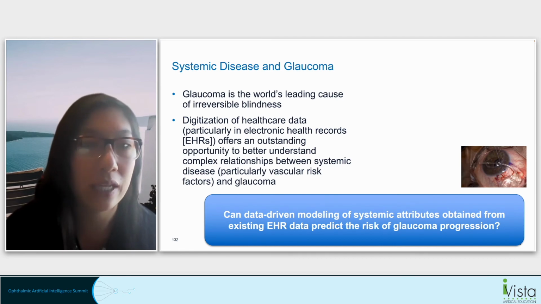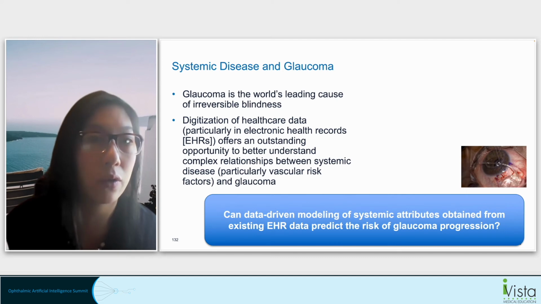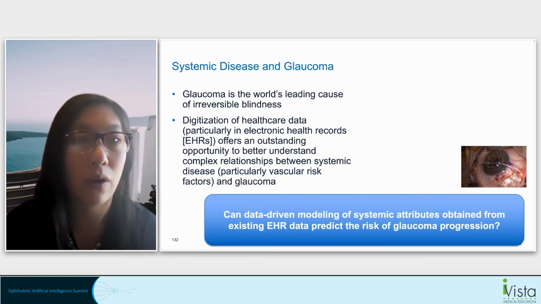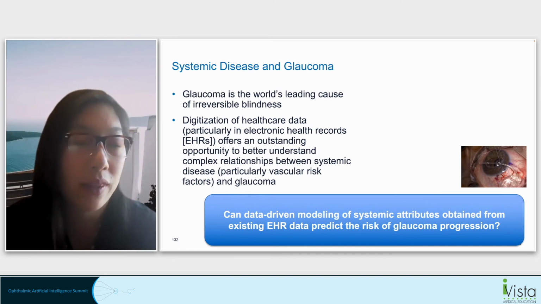And just to set the stage a little bit, we all know that glaucoma is the world's leading cause of irreversible blindness. And while there's a lot of interest in looking at fields and OCT and now OCTA, I became very interested in understanding the role of systemic disease and how we might be able to look at that with electronic health record data. And so the digitization of healthcare data, especially over the last decade or so, has really opened up new opportunities for understanding these relationships, particularly vascular risk factors like hypertension and cardiac disease.